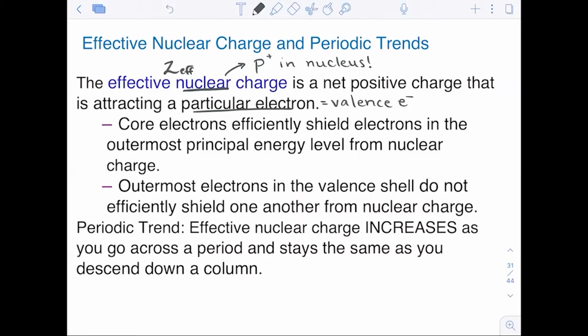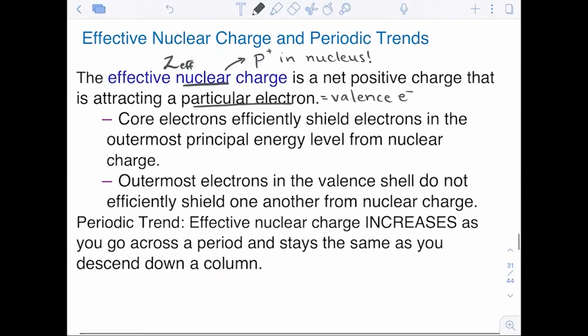Now, a periodic trend is a statement that states what happens. It doesn't explain why. We're going to explain why with our quantum mechanics and the theory behind it. But here's the periodic trend, our first one. The effective nuclear charge increases as you go across a periodic table and stays the same as you descend down a column. So from left to right on the periodic table, Z effective increases. We'll be able to see why. But as we go down a group or a family, the Z effective stays the same.